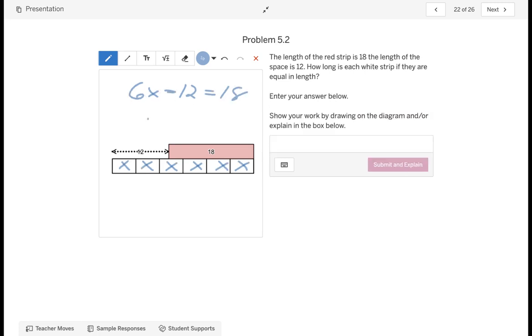Okay, now I'm going to solve. So I know the full length of 6x's minus this 12 would be equal to 18. So therefore, the full length of the 6x's is actually 18 plus 12, which means the full length of the 6x's is equal to 30. And if I were to take that 30 and divide it into 6 equal pieces, each piece would be 5. So therefore, x is equal to 5.